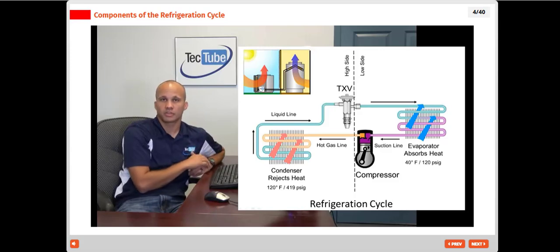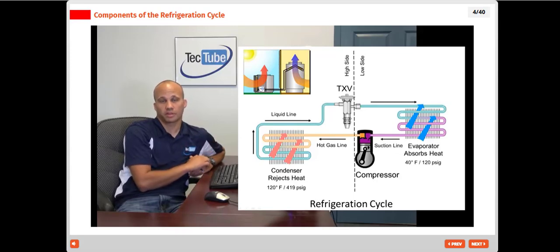Pressure, temperature, and volume are inherently connected to one another. If I have a fixed volume, like I have on a refrigerant piping system, and I change the pressure of something, the temperature must change. There's no ifs, ands, or buts about it. These things work together no matter what.